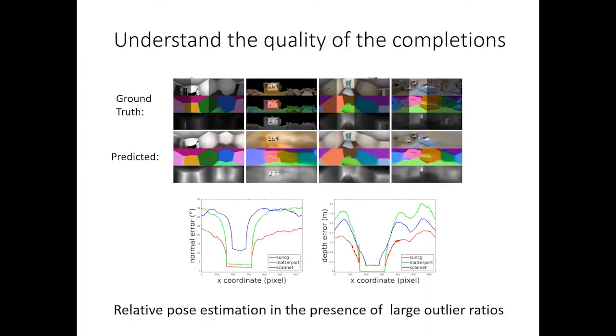If we analyze, for example, the quality of the completions, essentially the distance of the x coordinates with respect to the center of the camera, you can clearly see that if we do this dense completion, the quality drops when the pixel is far from the visible region. But on the other hand, is this the optimal representation for scene completion for the task of relative pose estimation?